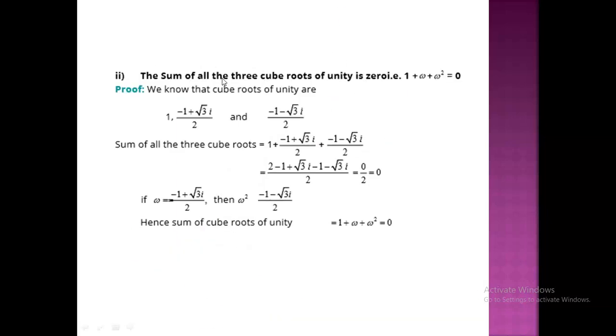Now another property, the sum of the 3 cube roots of unity is 0. If we add the 3 roots of unity, it is equal to 0. We add all 3 values and it becomes equal to 0. Now we name these complex roots, one is omega and the other is omega square, and this is the property we use in exercise, 1 plus omega plus omega square is equal to 0.